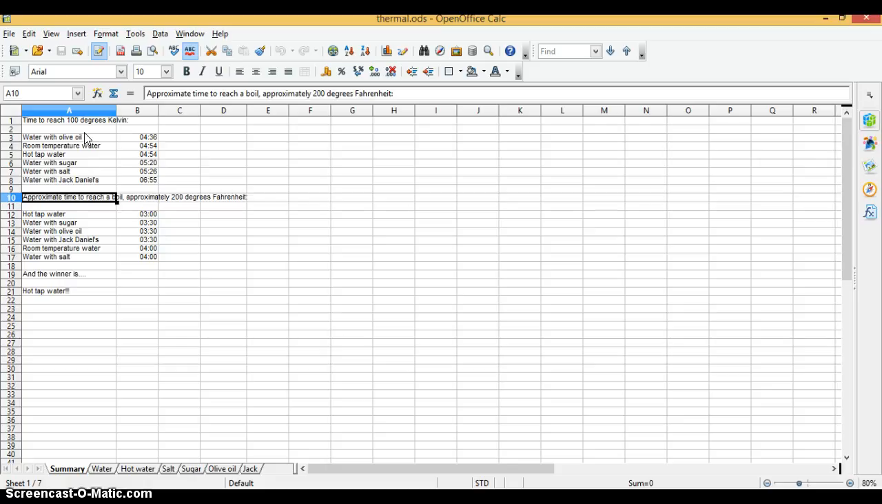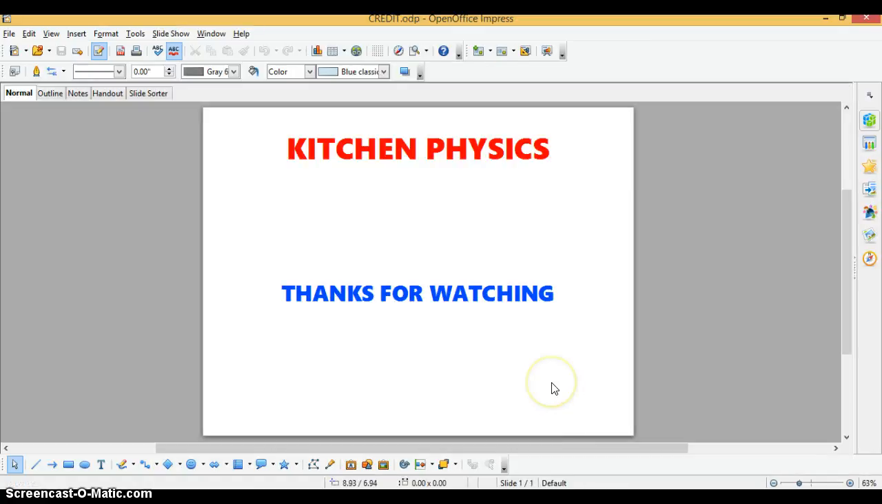However, interestingly, all of the mixtures were actually boiling in the cooking sense at significantly lower temperatures than 100 degrees Kelvin, more like 200 degrees Fahrenheit rather than 212 degrees. This may be due to altitude or due to inaccurate calibration of my thermometer. The big winner in the race to boil was actually the hot tap water. So now you know. Start with hot tap water and you'll be eating macaroni and cheese that much faster.